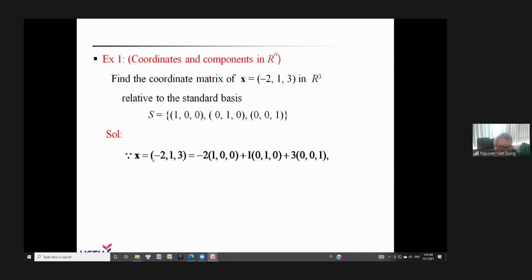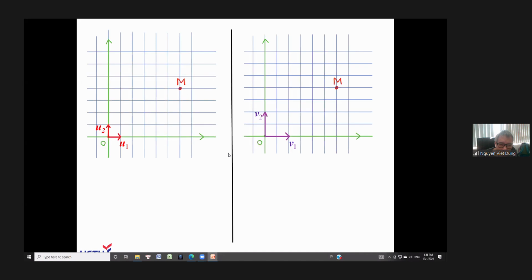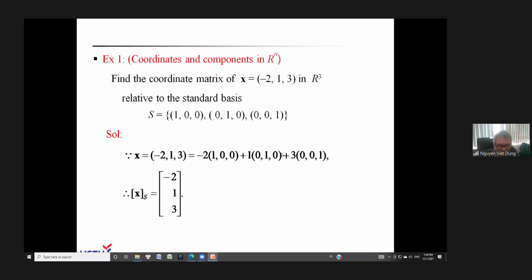We have x to be equal to -2 times the first one, plus 1 times the second one, and plus 3 times the last one. So the coordinate will be -2, 1, and 3. So that is the easiest example, because we consider only the standard basis. We can consider a non-standard basis, but however, before that, I can show you something.